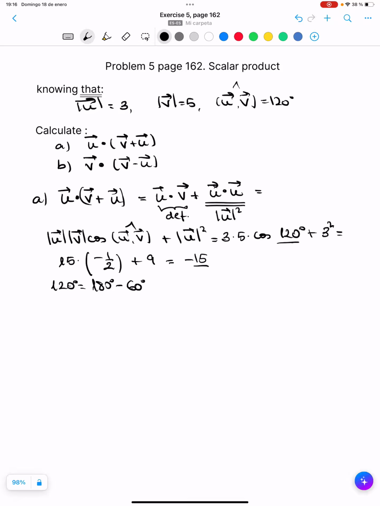The cosine of 60 is 1/2, so we put minus 1/2, plus number 9. Operating minus 15 halves plus 9 using the common denominator, we finally have minus 15 plus 18 as numerator, so the result is 3/2.